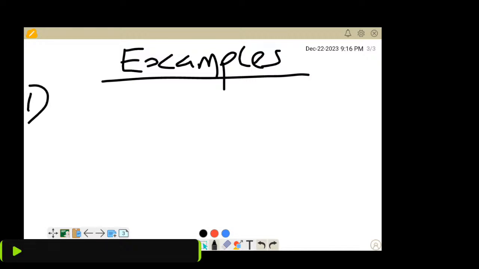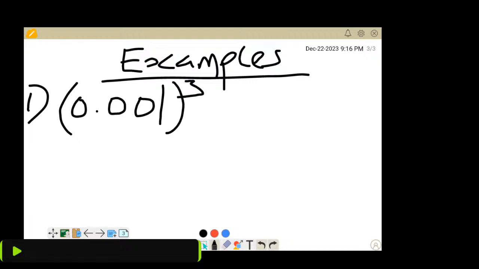Okay, let's start with this. Let's say we are to simplify 0.001 raised to power 3. So we have to simplify this.